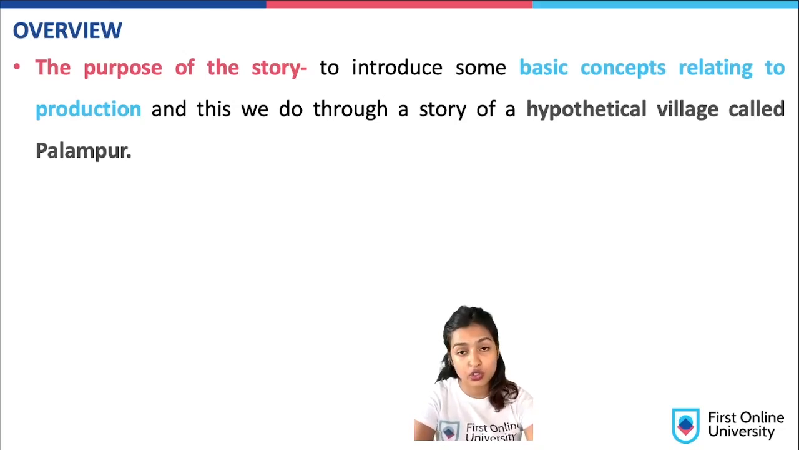And this story is going to introduce you to some basic concepts relating to the production process. What kind of production are we going to look at here? First, we are going to see farm activities, that is just the farming sector, and later on we are going to cover the non-farming activities, such as cotton textile industries. We're also going to see shopkeepers, what they do, and so on.